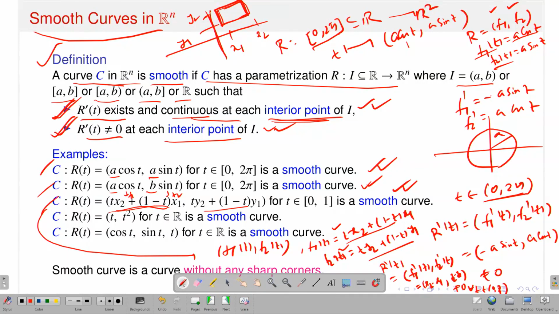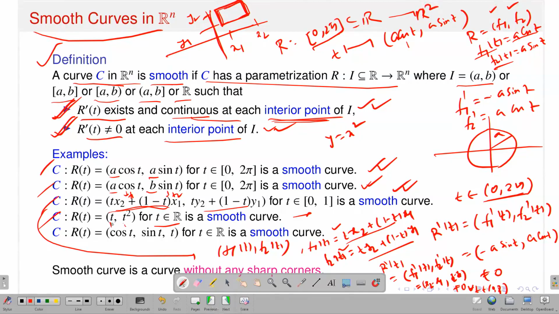Okay. Similarly, if I have this example r t is equal to t comma t square, that is also a smooth curve, right? Now, if I draw a picture in R2, what kind of curve? This time the interval is the full R. If you can guess what curve it will give, I think it will give a parabola, right? X is equal to t and y is equal to t square. So, therefore, y is equal to x square.